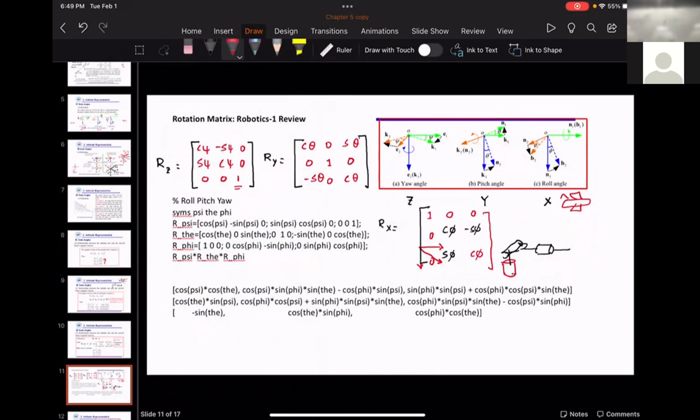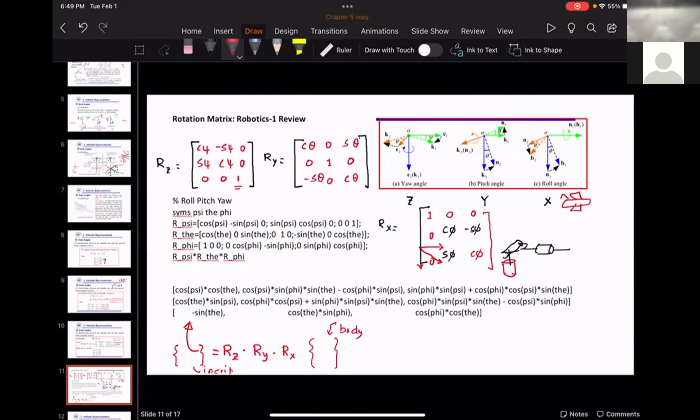So now, if I want to find out the total rotation, what I do is I multiply Rz, Ry, Rx. And what I get is this combined rotation matrix. And this rotation matrix relates the inertial frame. So if you think about it, this is inertial and this is body.